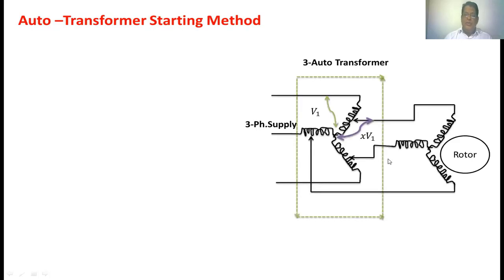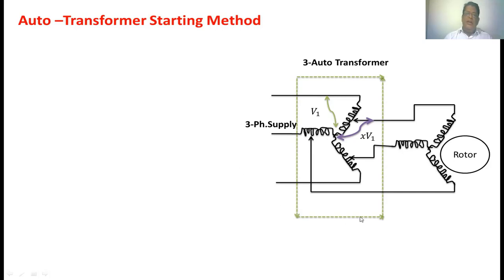In the case of the auto transformer starting method, we are using a three-phase auto transformer between the supply and the stator winding of the induction motor. At the time of starting, by means of the auto transformer, we are applying a smaller amount of voltage to the stator winding so that the current taken by the induction motor will be reduced. When the rotor is rotating, we apply the rated voltage to the stator winding of the induction motor.